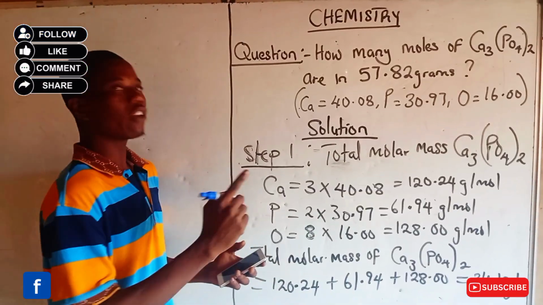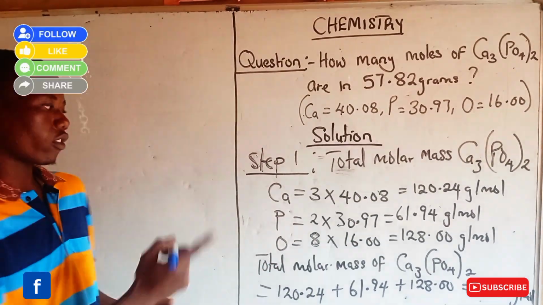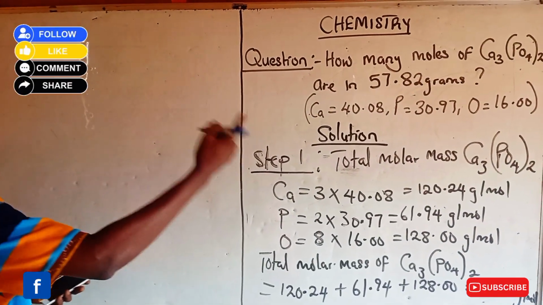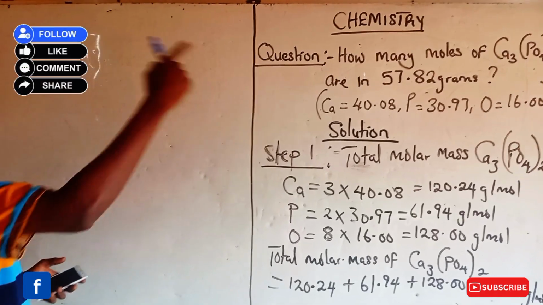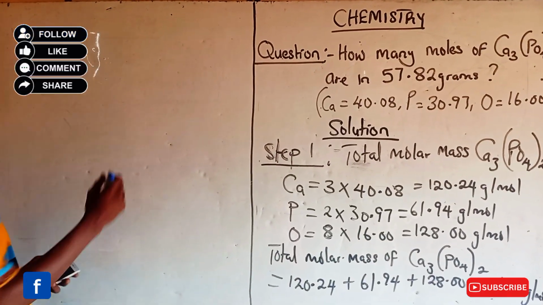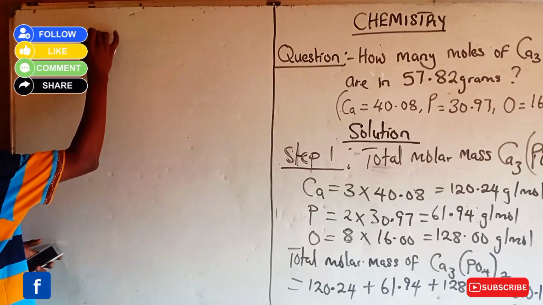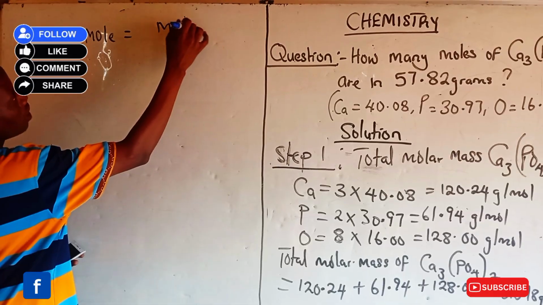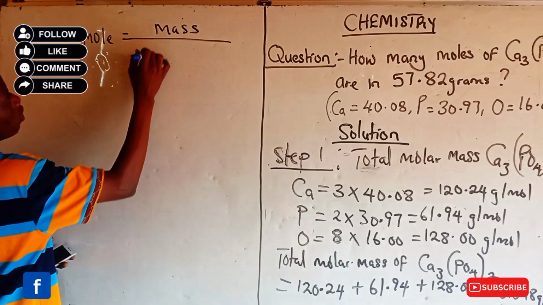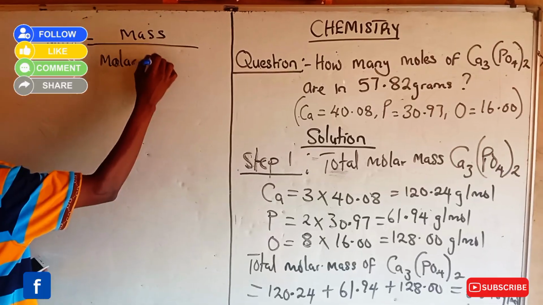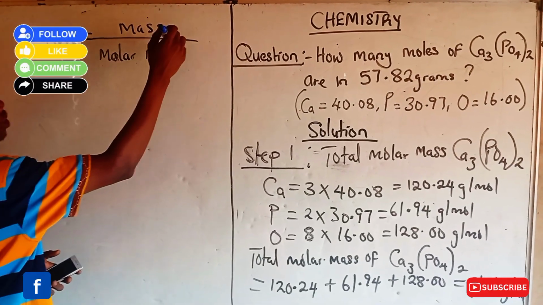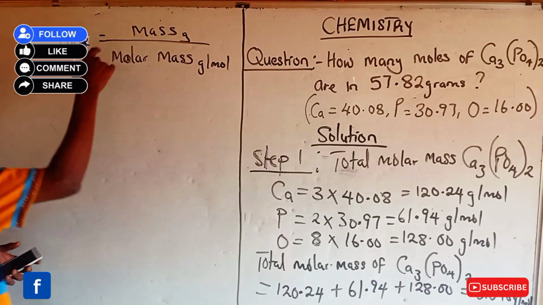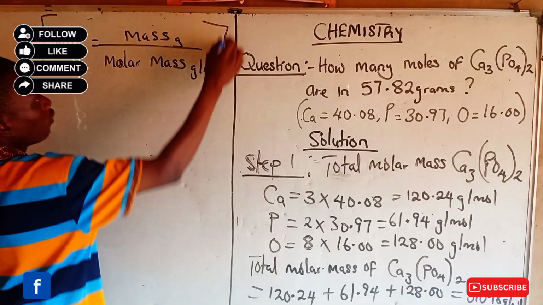But remember, we are not looking for the total molar mass of calcium phosphate. We are looking for how many moles of calcium phosphate that is present in 57.82 gram. And if you can still remember, we have a formula which says mole is equal to mass over what? Molar mass. And the mass, which is in gram, and the molar mass, which is in gram per mole. Now this is the formula we are going to use to solve this.